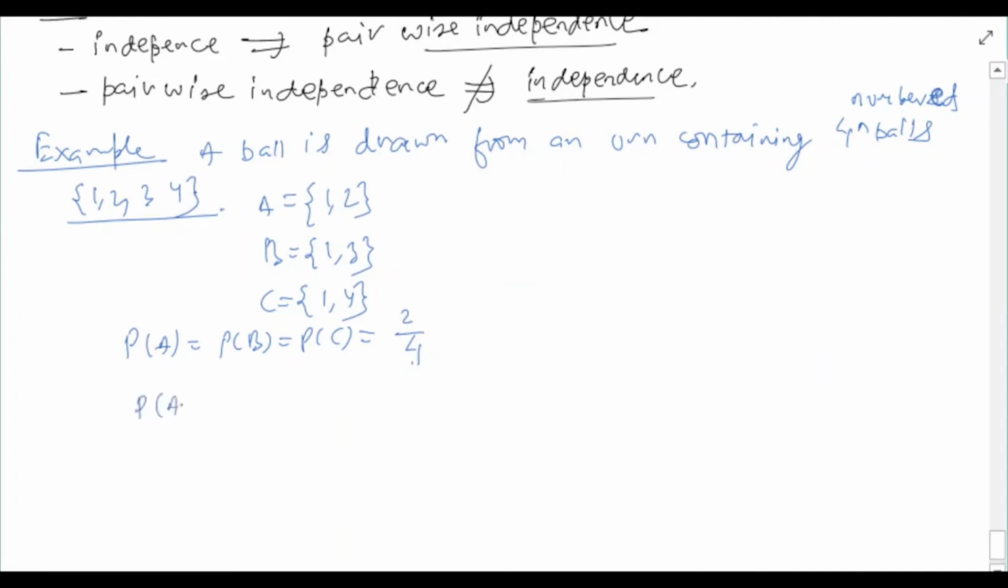Next, probability of A intersection B, this is probability of {1}, this is 1 by 4, and so are probability of A intersection C and B intersection C.